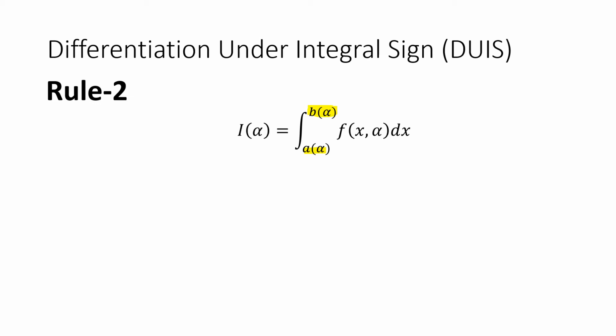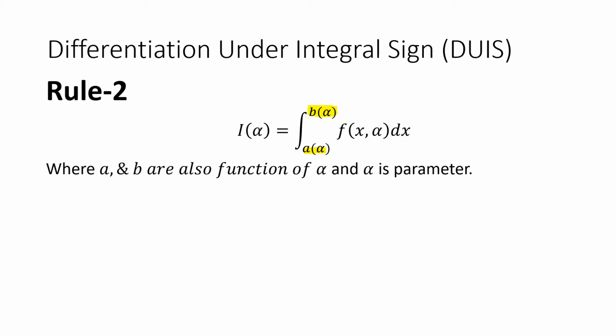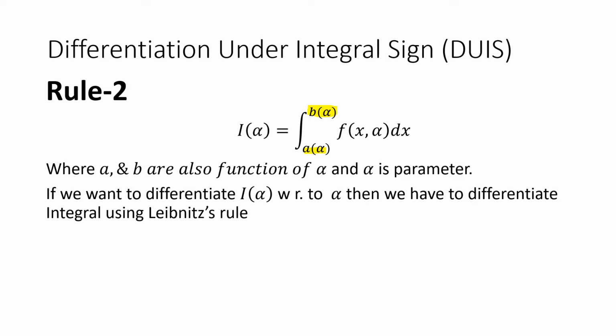Once again I repeat, in the previous Rule 1 integral a and b are constant, but here a and b both, or maybe one of them, is a function of alpha, where alpha is the parameter. Then instead of Rule 1 we have to apply Rule 2. For this type of problem, we apply Rule 2, and another form of the Leibniz rule we will get here.